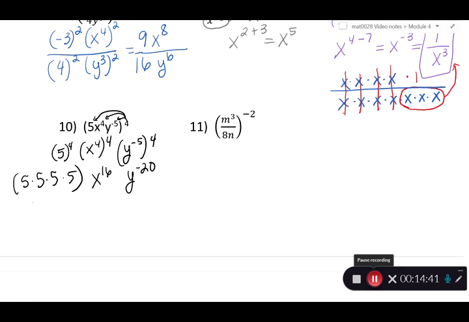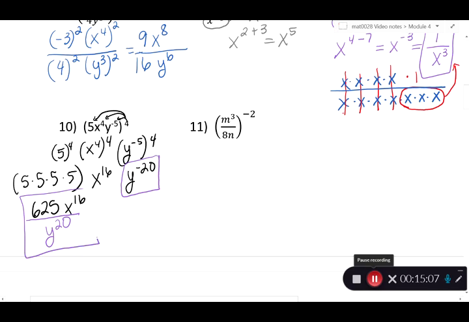So 5 to the 4th gives me 625. X to the 16th should stay where it is. It's positive. But y to the -20 needs to be moved to the bottom of the fraction to make it positive. It becomes positive when you move it down, and we want to make sure that we don't move anything that's got a positive exponent already. And then this would be the final answer.